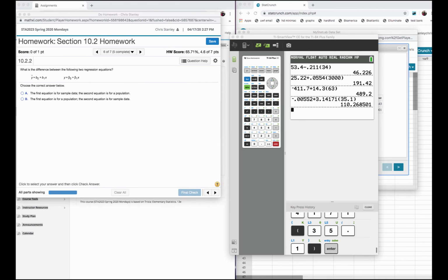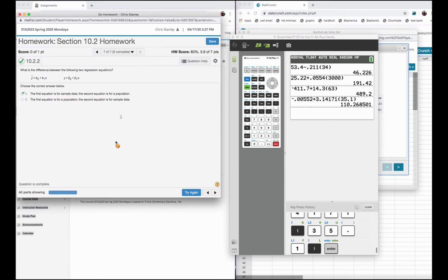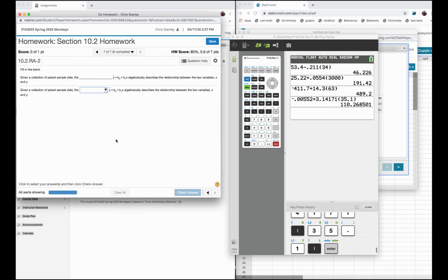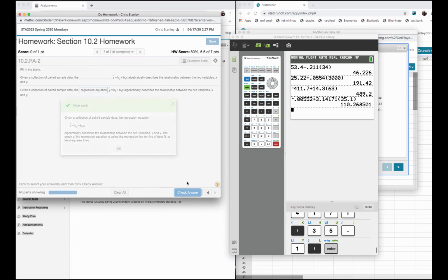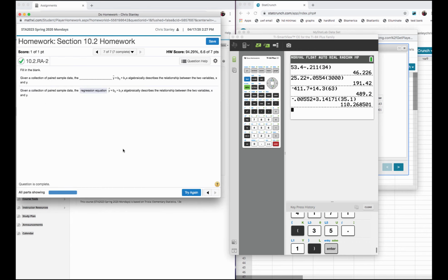Okay, that might be it for calculations. So that's the first sample. The second one's for population. This is called a regression equation. There's a lot of names for it, but okay, so that's it for chapter 10.